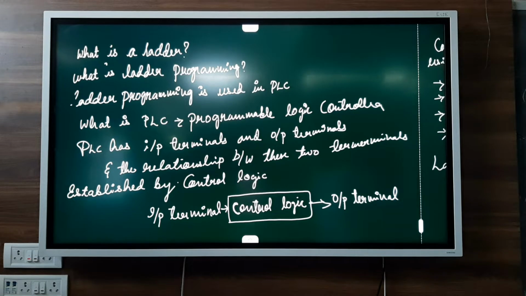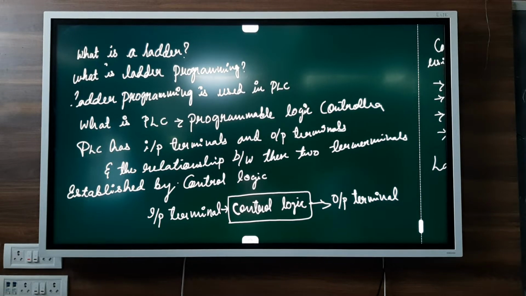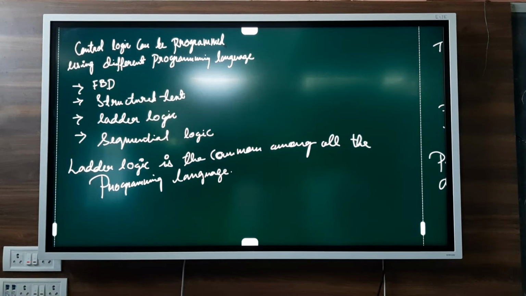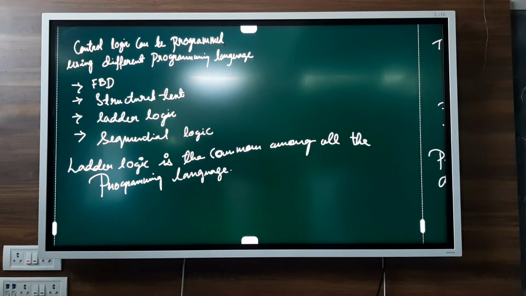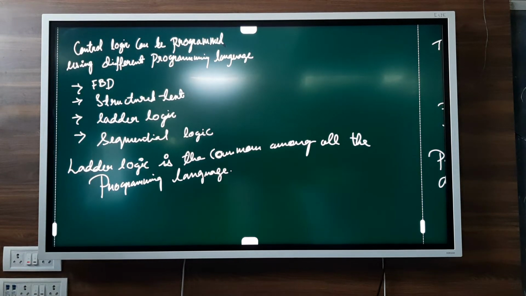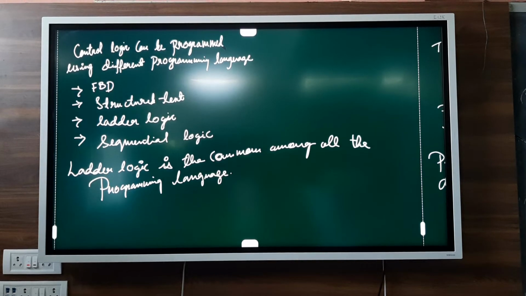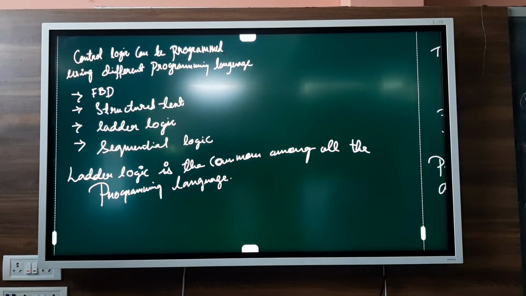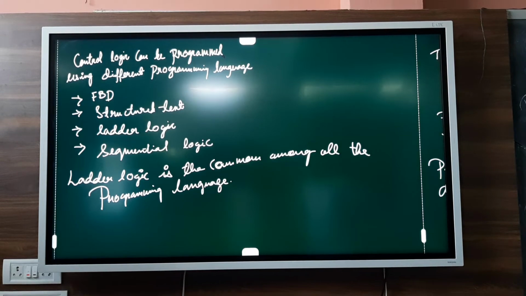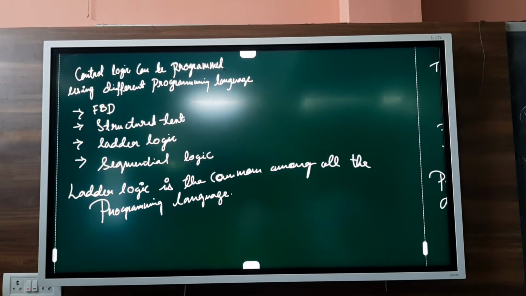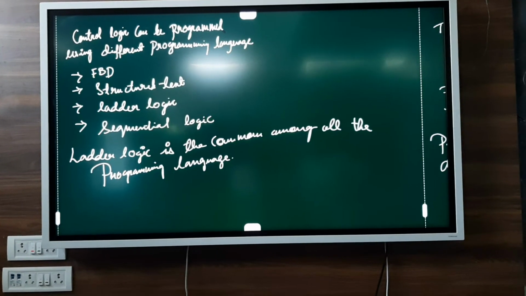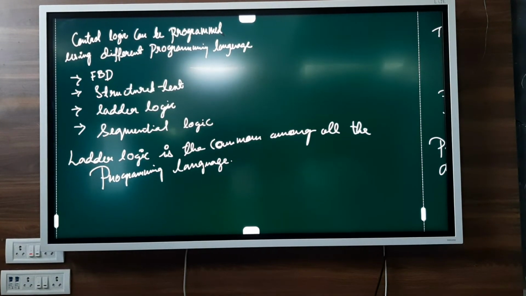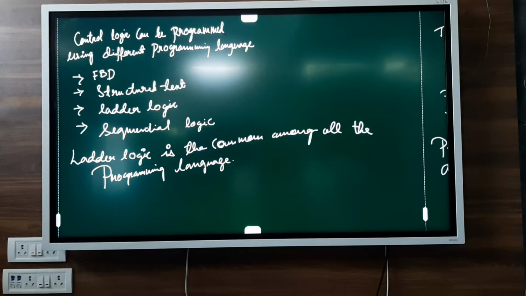In the next slide we'll see the different types of PLC languages. Control logic can be programmed using different programming languages. As you can see, those are function block diagram, structured text, ladder logic, and sequential logic. Among these four, we are going to use only ladder logic because it's the most common programming language used by PLCs. It is very easy to implement and easy to understand compared to the other programming languages.